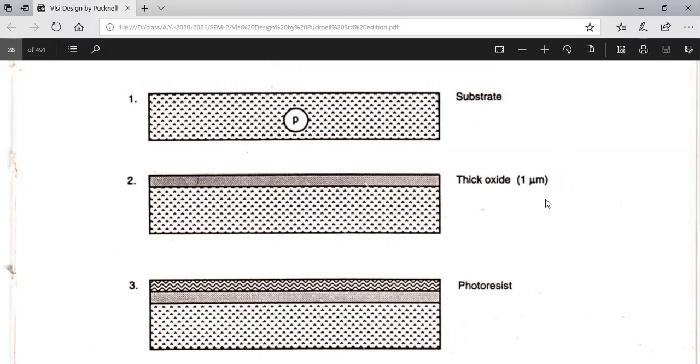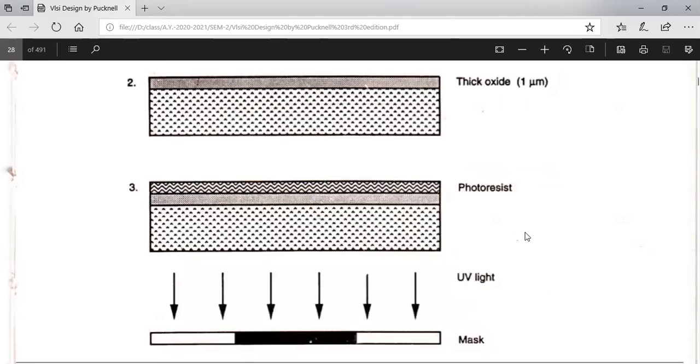Over that thick oxide, I am pouring some amount of photoresist. This photoresist is generally a gel type material. I am spreading that photoresist all over the thick oxide evenly with a spinning method process. Okay, you can see here.